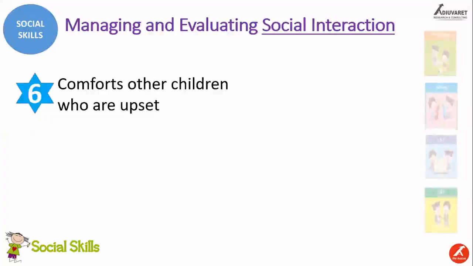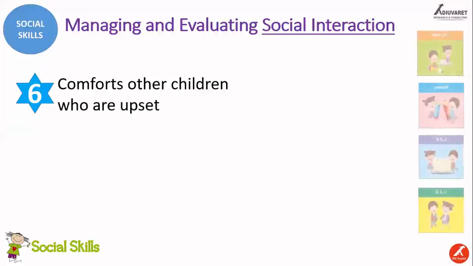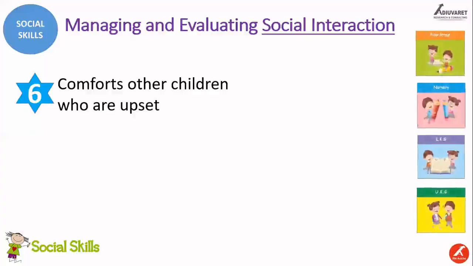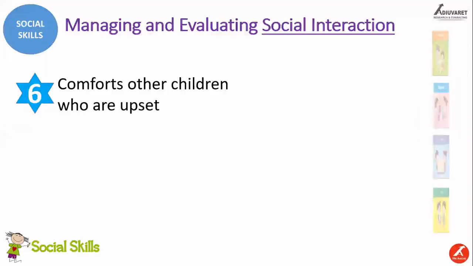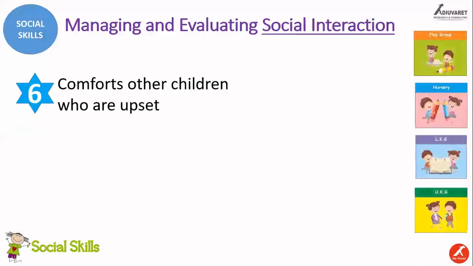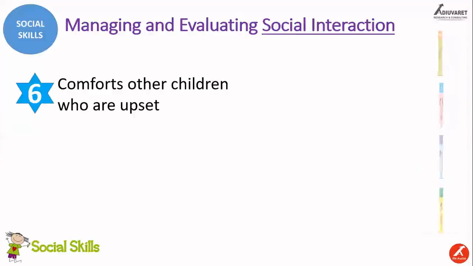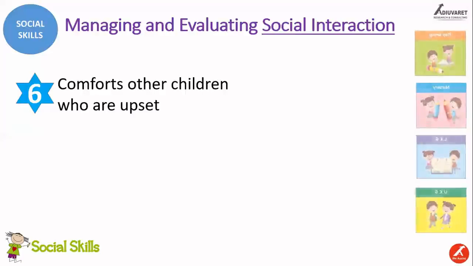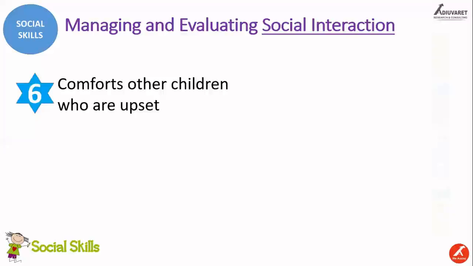Then going further, the sixth one is about the child comforting other children who are upset. If you look at the first and third skills, they are talking about two things. Number one is that the child is aware of or understands the behavior of others. That means either somebody is upset, somebody is angry, somebody is crying, somebody is not feeling well. So the child is having awareness of that.